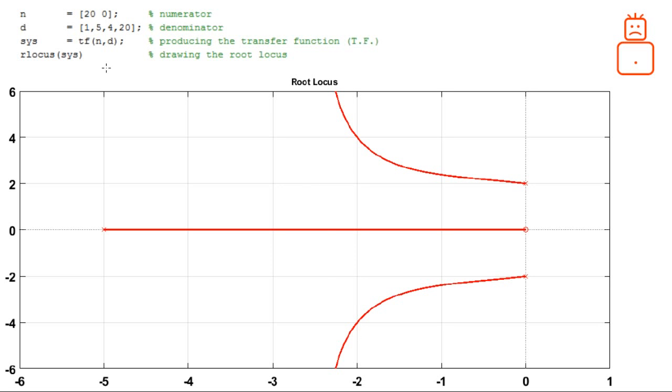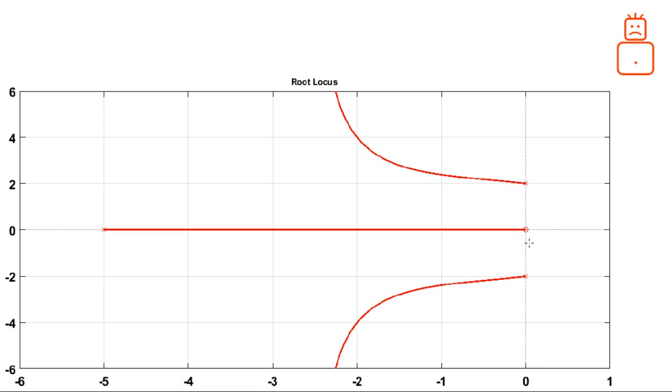I used MATLAB directly here, whereas you can follow the 6 steps of drawing root locus that you can find in other videos on my channel. The system has 3 poles, 1 real pole and 2 complex poles, and 1 zero at the origin. Okay, let's make the system a little bit more complicated.